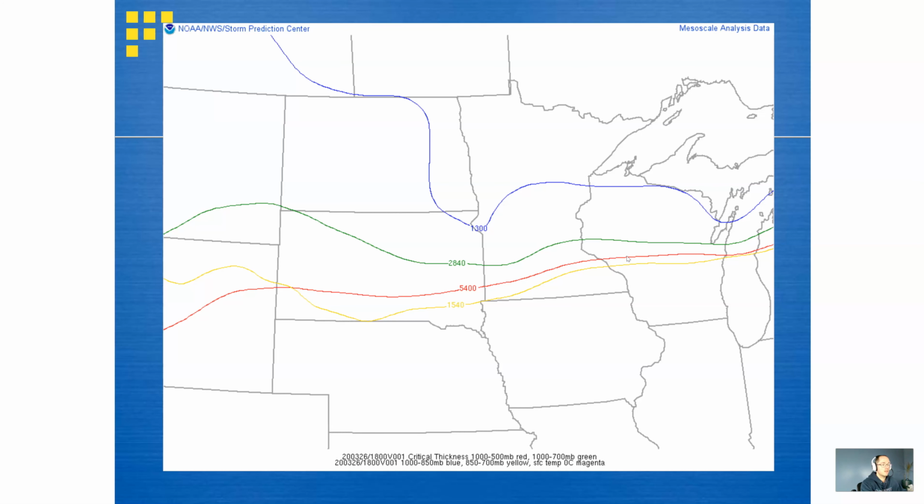So your red line there, which has 5,400 on it, is going to be your 1,000 to 500 millibar thickness. The 2840 green line is 1,000 to 700 millibar thickness. Your 1300 blue line is your 1,000 to 850 millibar thickness. And then finally an 850 to 700 millibar thickness in terms of yellow.